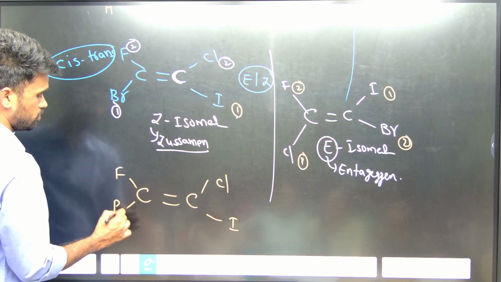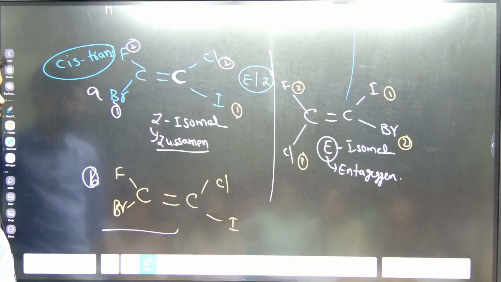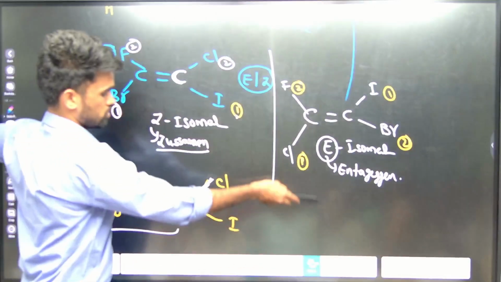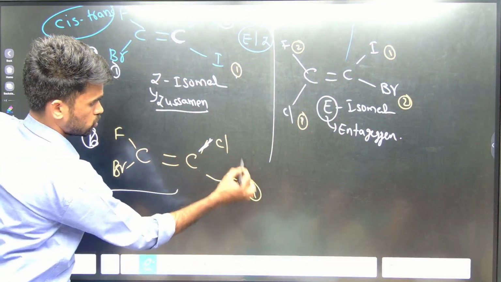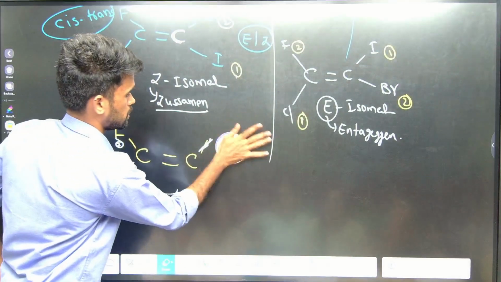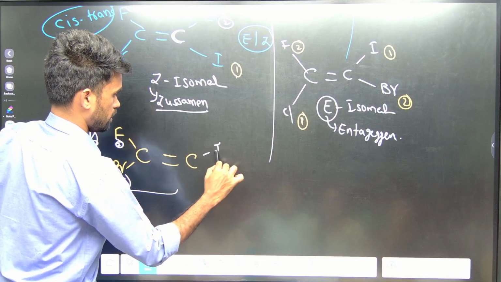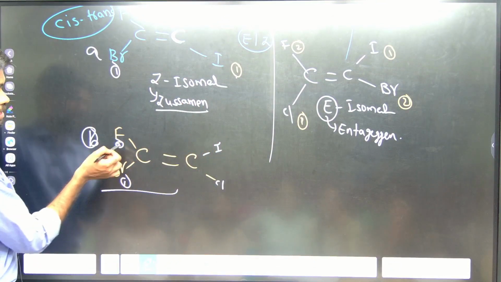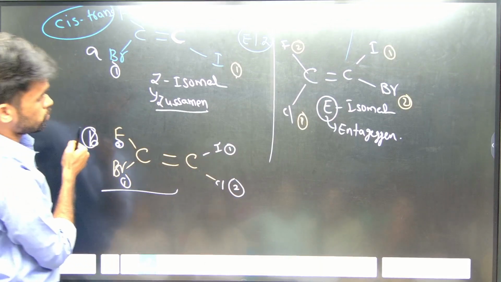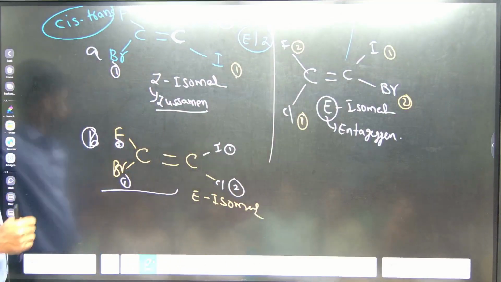Okay, so between A, B, what is the relation? What about this? Tell me, what isomer is this? 1, 2. Here 1, 2. This is also Z. So let me change this. Cl, I. Here it is 1, here it is 2. What about this? E isomer. So now tell me what is the relation between A and B?